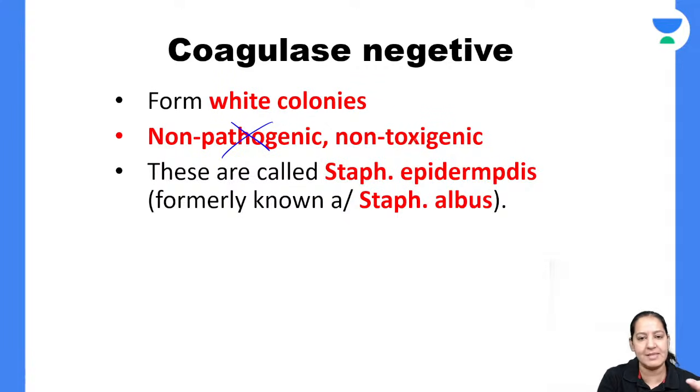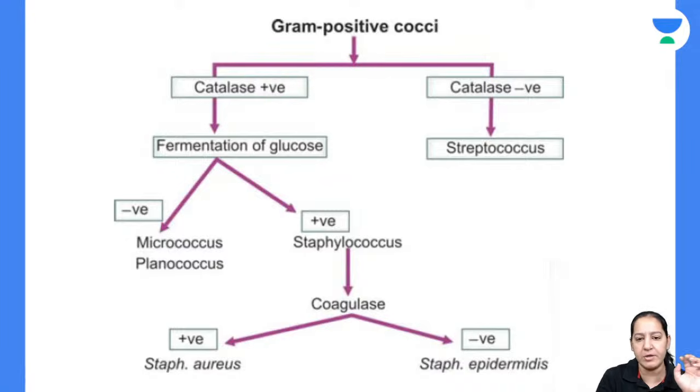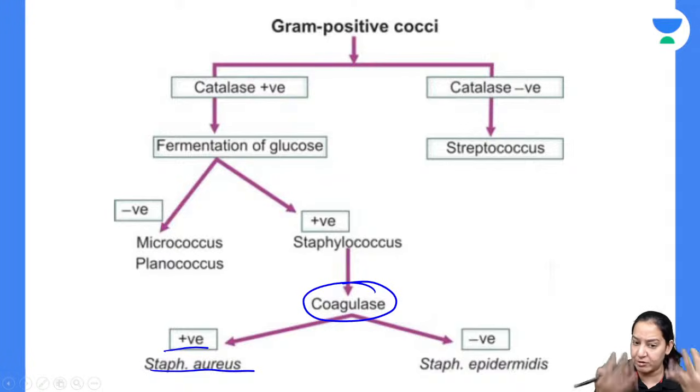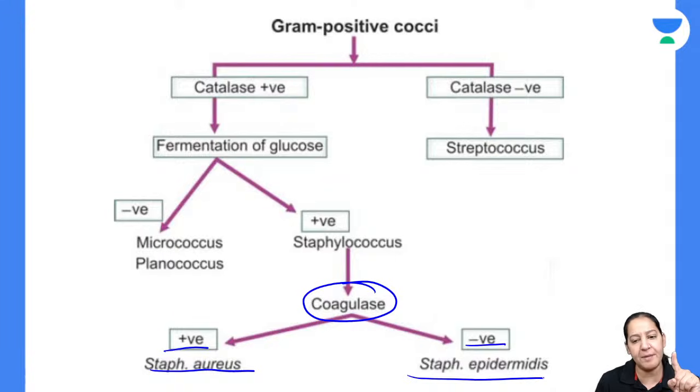The coagulase negative ones are non-pathogenic. They do not cause disease. They are non-toxigenic, they do not secrete toxin. That's why they are non-pathogenic. The main bacteria here is Staphylococcus epidermidis. So the second enzyme is coagulase. Coagulase positive is Staph aureus. It is pathogenic, toxigenic, and forms yellow colonies. Coagulase negative is Staphylococcus epidermidis. It is non-toxigenic, non-pathogenic, and forms white colonies.